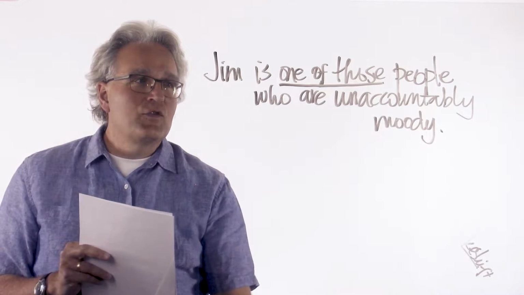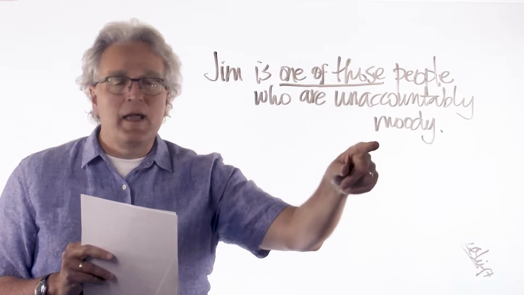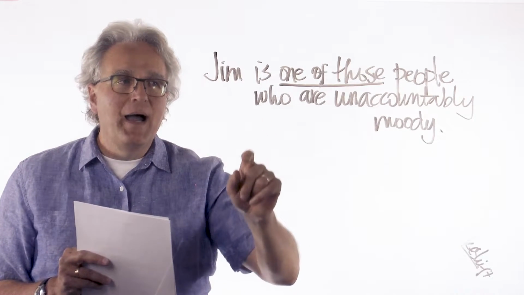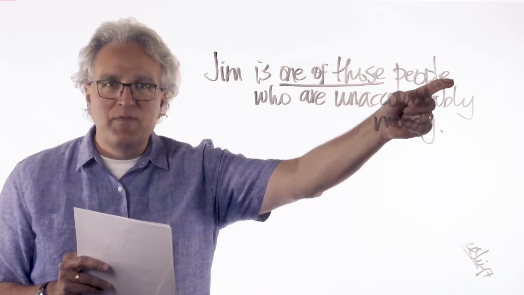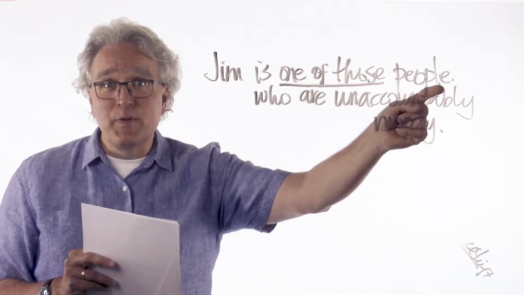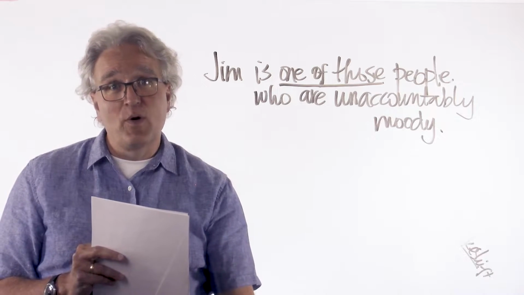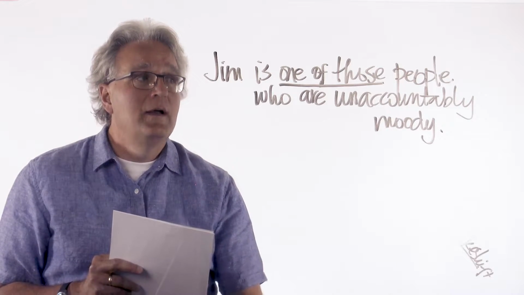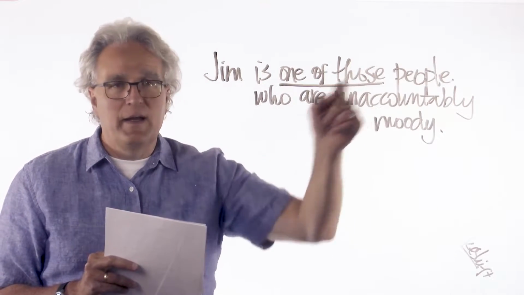And it's tempting to say Jim is one of those people who is unaccountably moody, here is referring back to Jim, but when we have relative clauses, they modify the noun that is right before them. And in this case, that noun is people. And since people is plural, who is also plural. And so we should have a plural form of the verb there. So Jim is one of those people who are unaccountably moody. So again, this relative clause is modifying people.